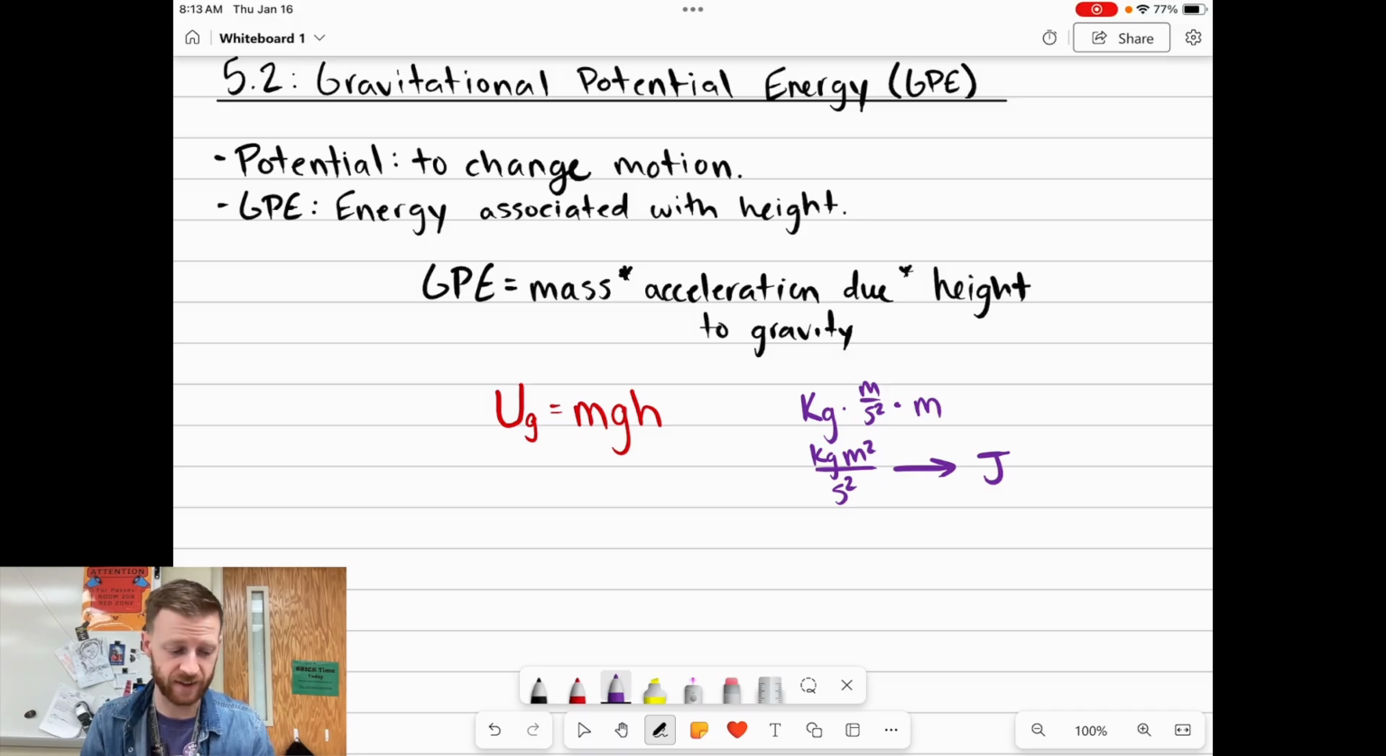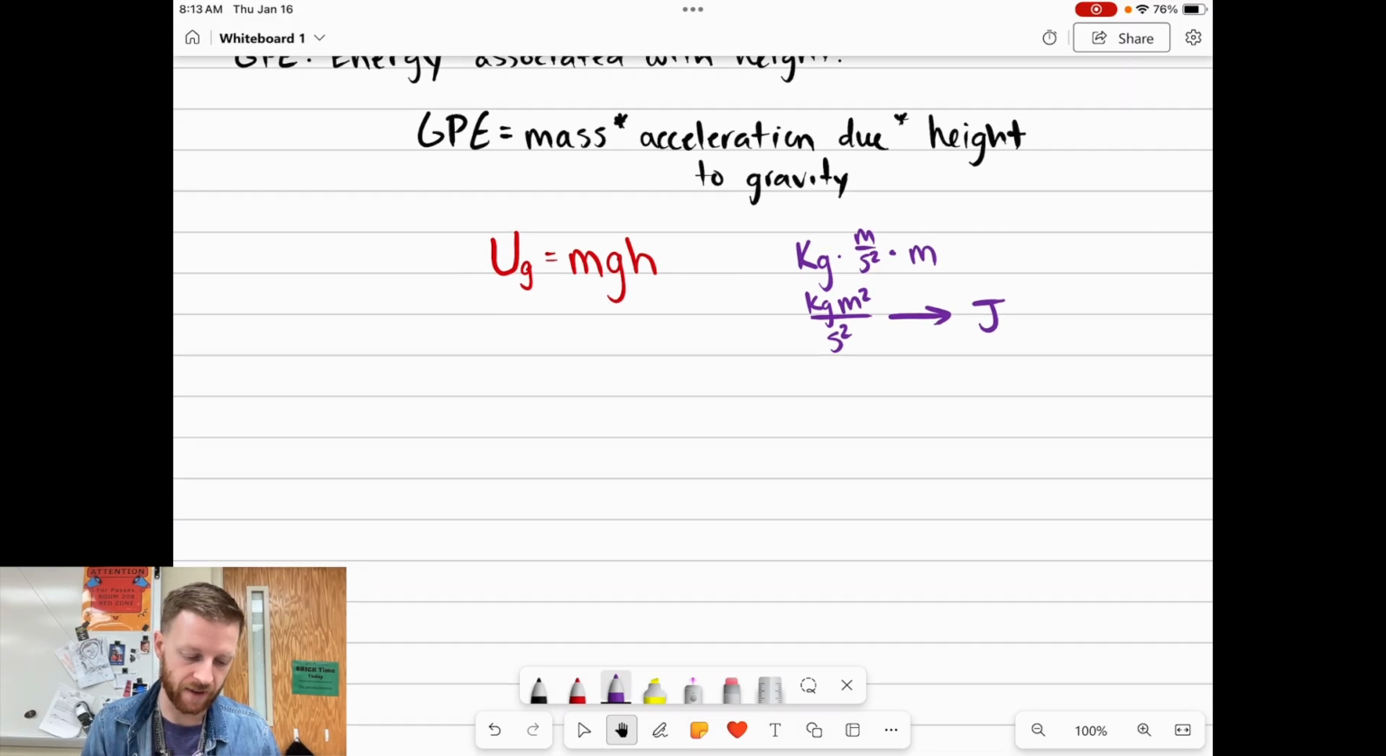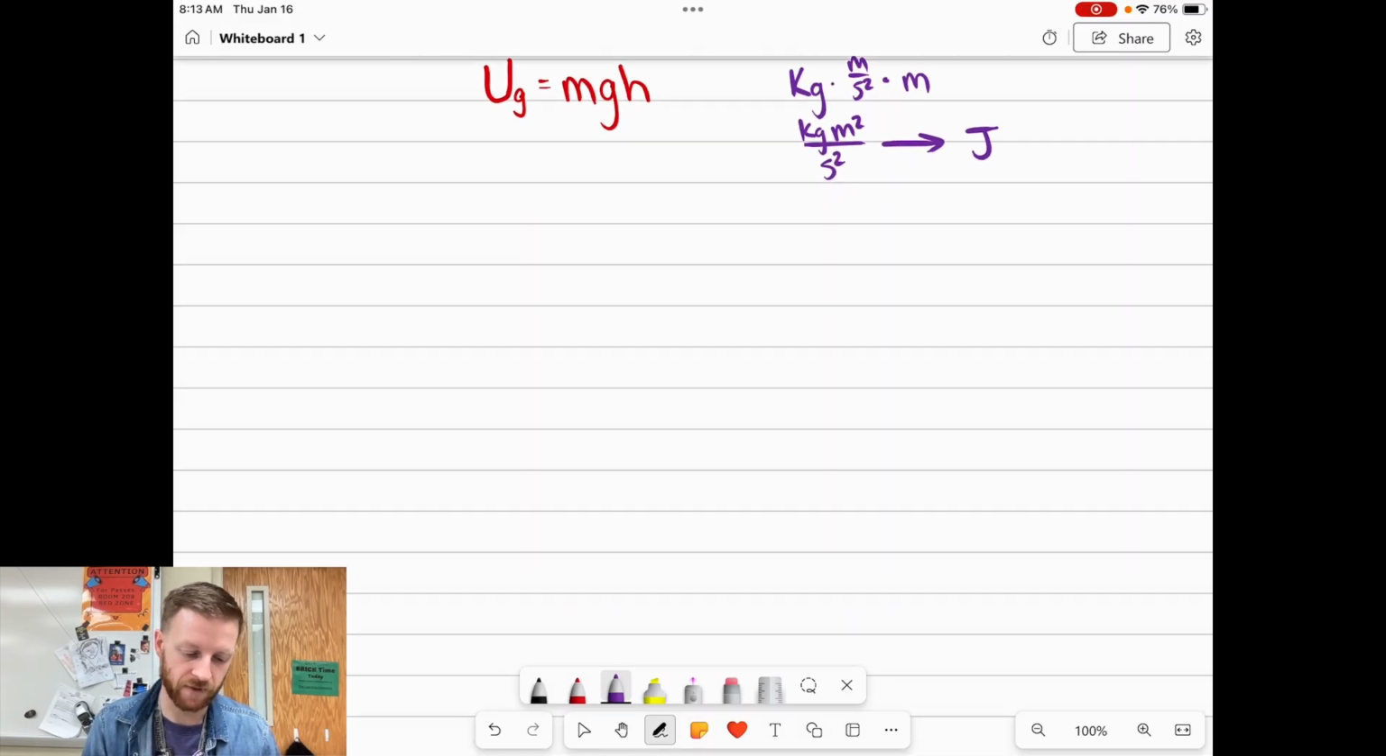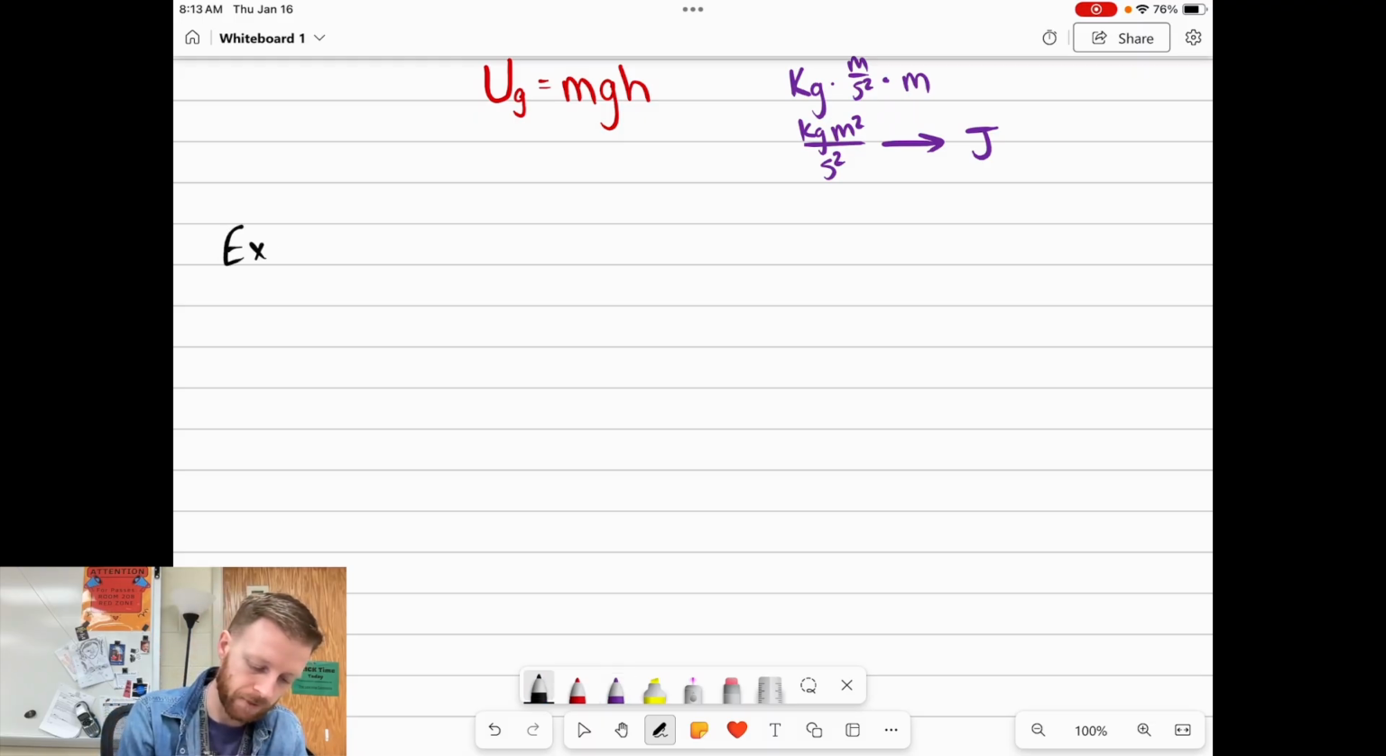So let's get a little bit of practice here. We're going to look at two different sets of problems where we're just going to be rearranging this equation. We're going to be raising objects up, allowing them to fall, maybe seeing how high they are based on their energy. So I'm going to leave that equation up at the top for us. And let's look at example 1 here.